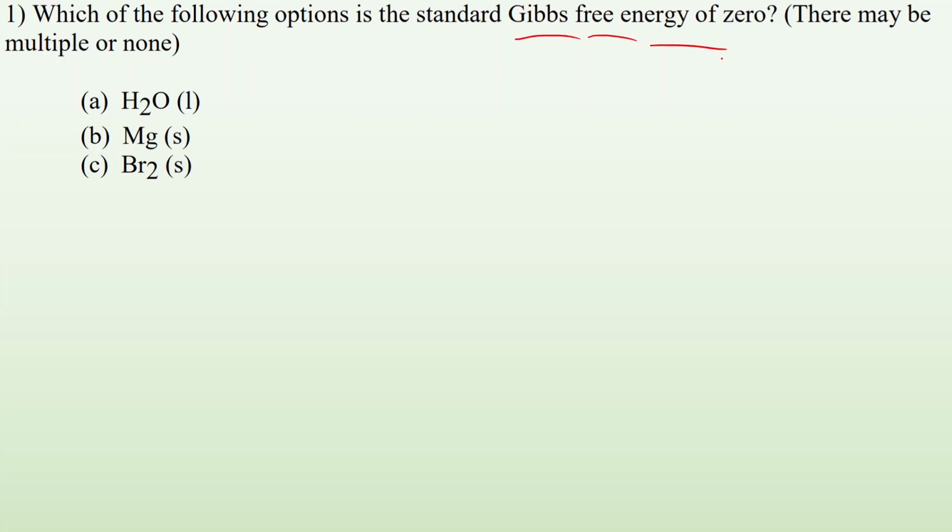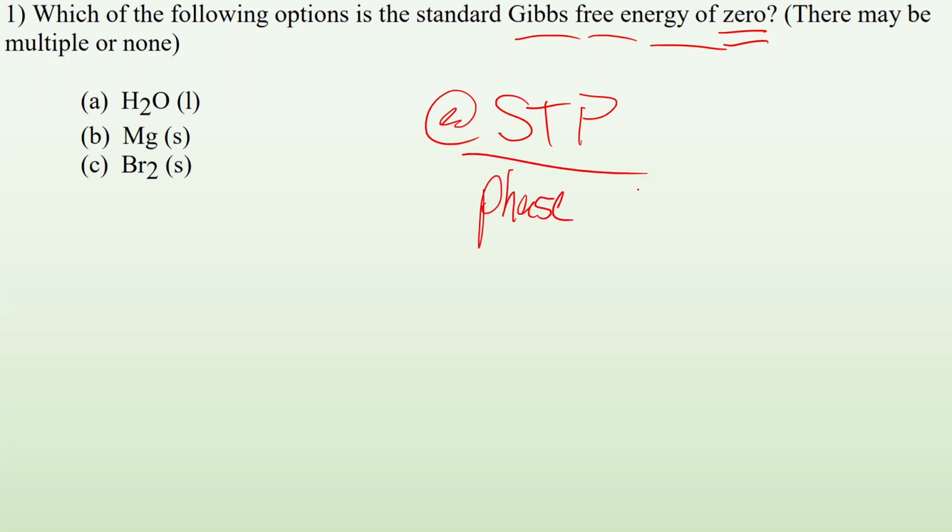So Gibbs free energy of 0 means it's at standard temperature and pressure, and whatever phase or state of matter it should be in at that standard temperature and pressure. So H2O being a liquid doesn't work out because it's a compound. So we're looking for elements. If it's a compound, it can't be 0, you've made it somehow. So the standard is, we say standard Gibbs free energy is based on an element at STP being in whatever phase you should expect it to be in. So it's definitely not A.